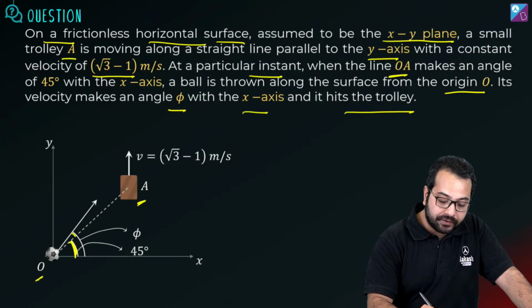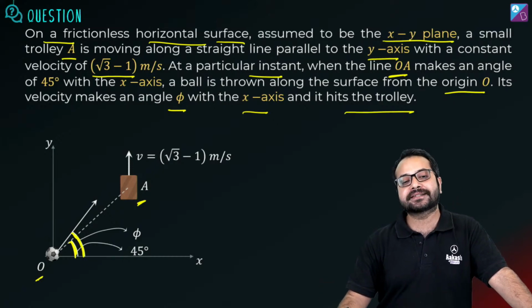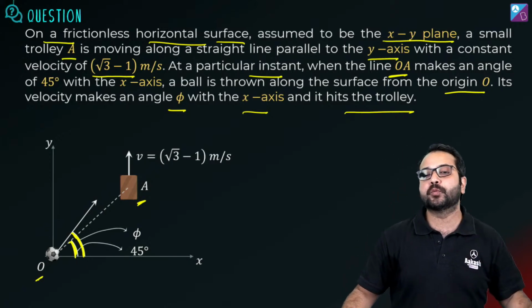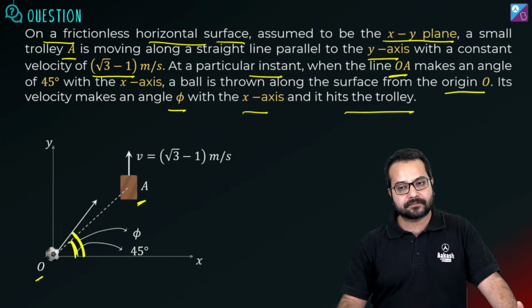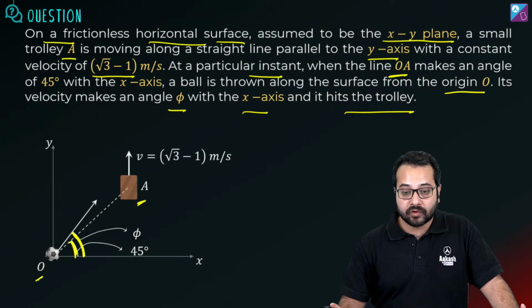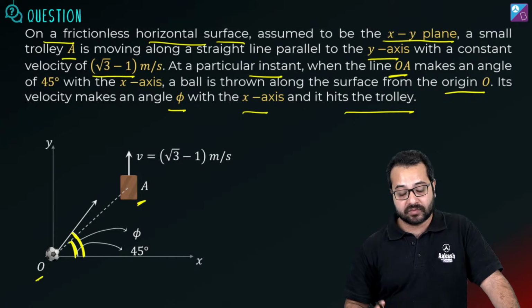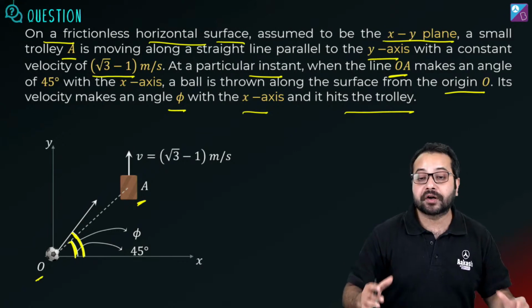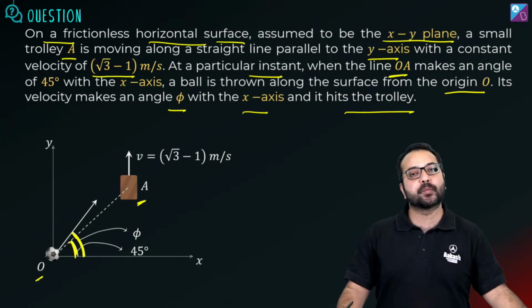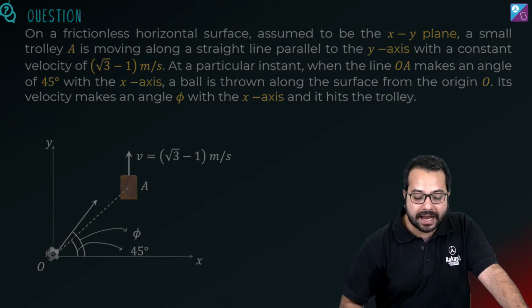So the actual velocity of this ball makes some angle phi with the x-axis, and we know that there is going to be a collision. Are all the conditions satisfied for collision? What is the condition? That both the particles have constant velocities, there is no relative acceleration. And if there is no relative acceleration, then we can say that if two bodies are colliding, then their relative velocity is going to be along the line joining the two particles. Now what do we have to find out?